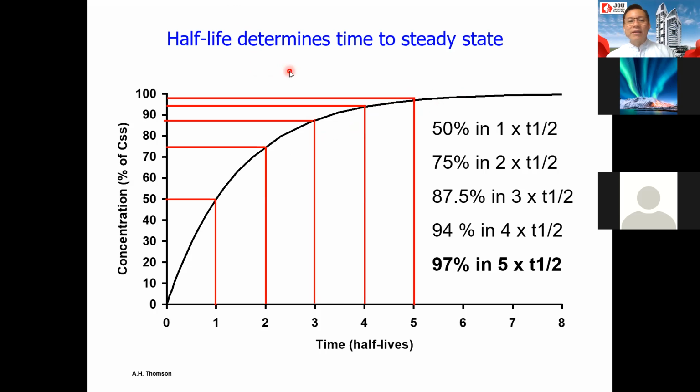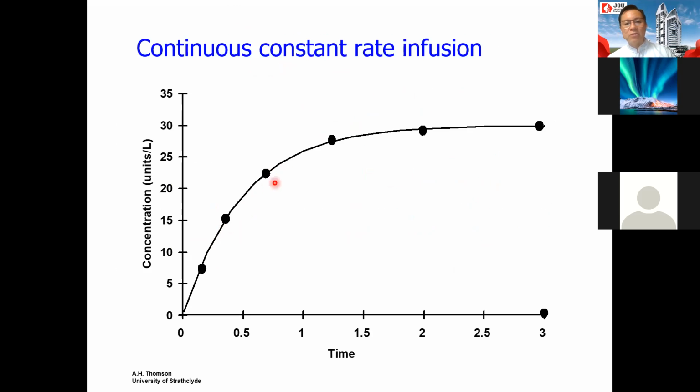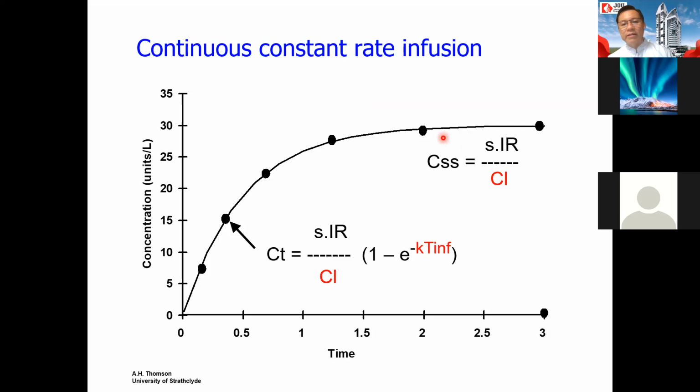I hope you are clear with this. Now, concentration time profile, single constant rate infusion. This is what I said, constant rate infusion. This is easier. In the steady state it will be like this, a very short formula. But if before achieving steady state, then you have to add this.